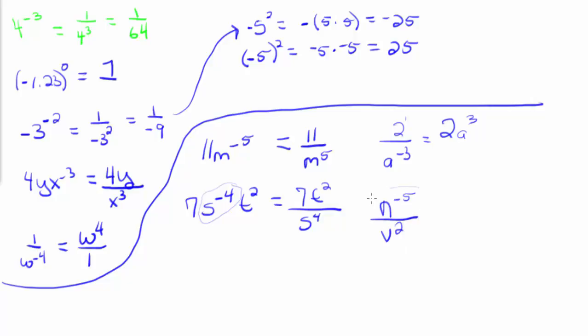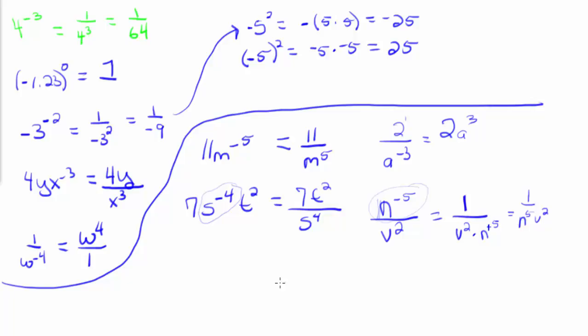So what about n to the negative 5th over v squared? Okay, well the only thing with a negative exponent is the n, so we're going to leave a 1 on the top because technically there's a 1 in front of there. And then it would be v squared times n to the positive 5th. Okay? Now if you wanted to write that with the n first, that's fine as well. It doesn't matter because it's being multiplied. Okay?